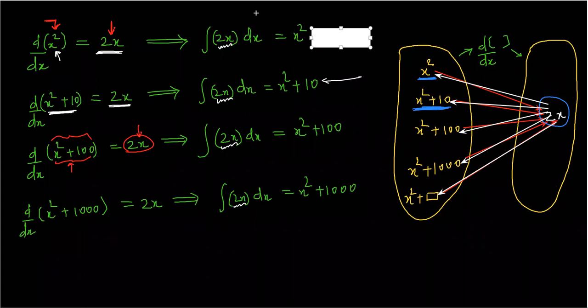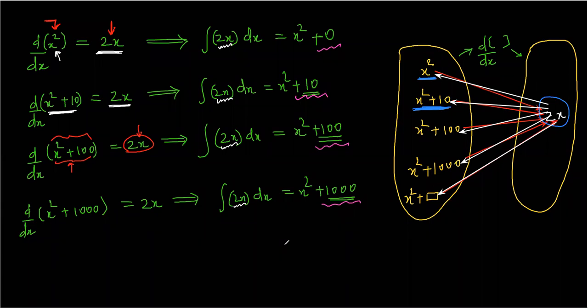So integration of a function is not unique. The integration of a function is changing. How is that changing, students? Here, when you are integrating 2x, you added 0, x square plus 0. Here it is x square plus 10, x square plus 100, x square plus 1000. So you notice that every single time the integration of a function is changing, and it is changing in the constant part.